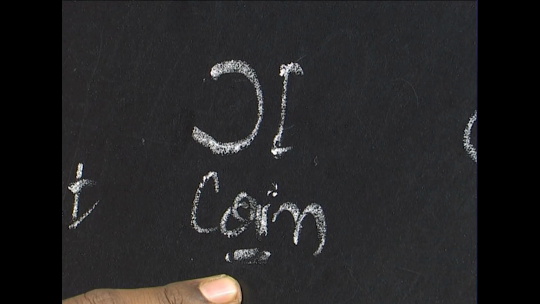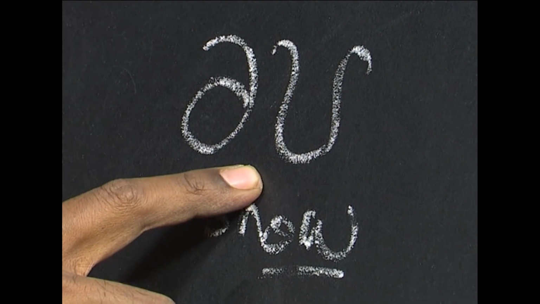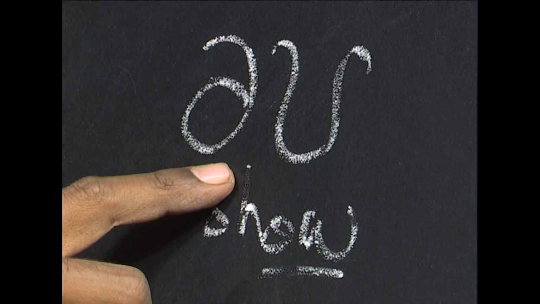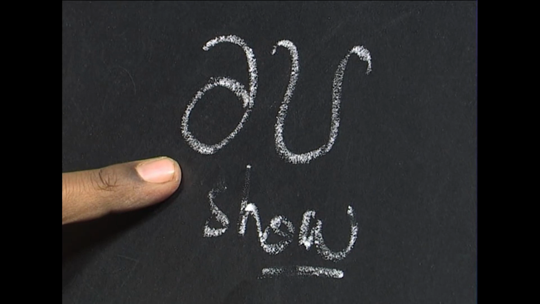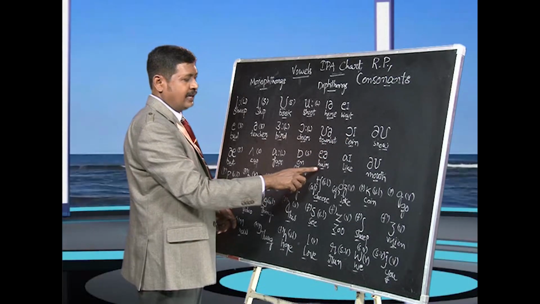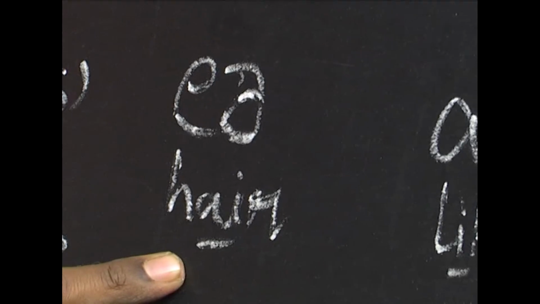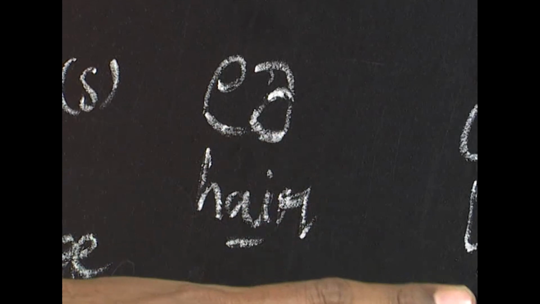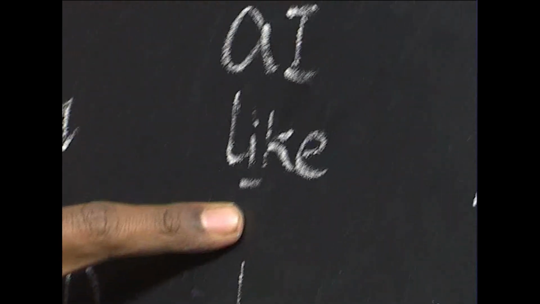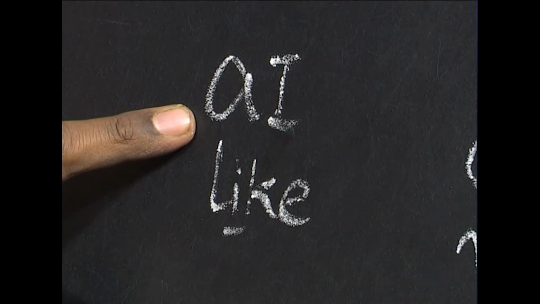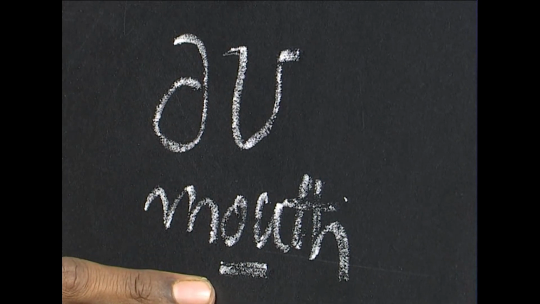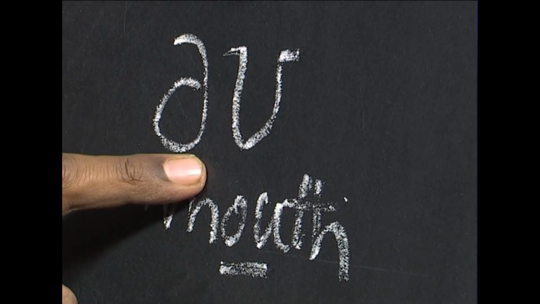Coin. Show, o, this is the o sound. Show. Flow, crow, for example, crow. Then hair, this is the sound. Like, eye, like, hike, out, mouth, where the sound is ou, mouth. This is the sound.